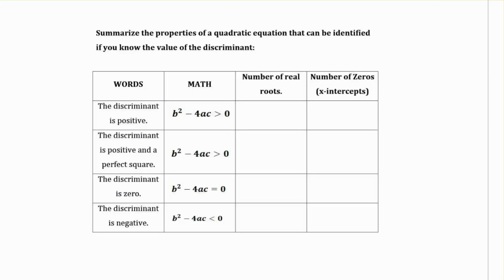All right, so this little table here, I'd like you guys to fill in because it's going to help you remember what these mean, and this is going to be on our quiz coming up. The first questions will just ask you pretty much this. It'll say how many real roots are there.